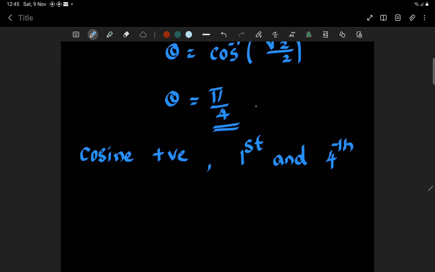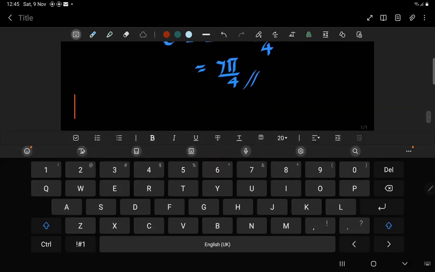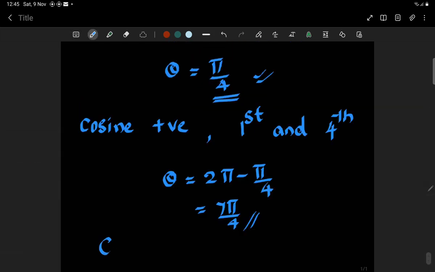That means theta is equal to pi by 4, answer correct. And one more answer we will get: theta is equal to 2 pi minus pi by 4, because the fourth quadrant is also correct. That means the answer is 7 pi by 4. Understand? So we will get two theta values in the interval 0 to 2 pi: one is pi by 4 and another one is 7 pi by 4.